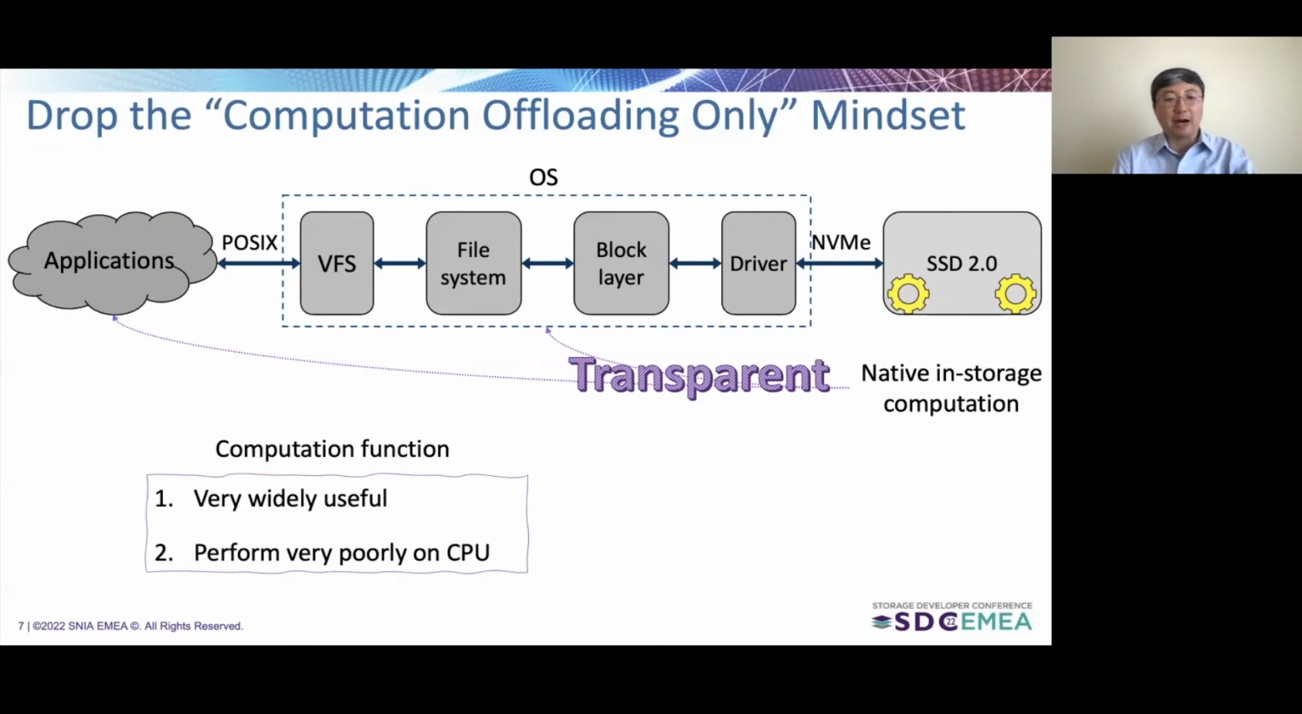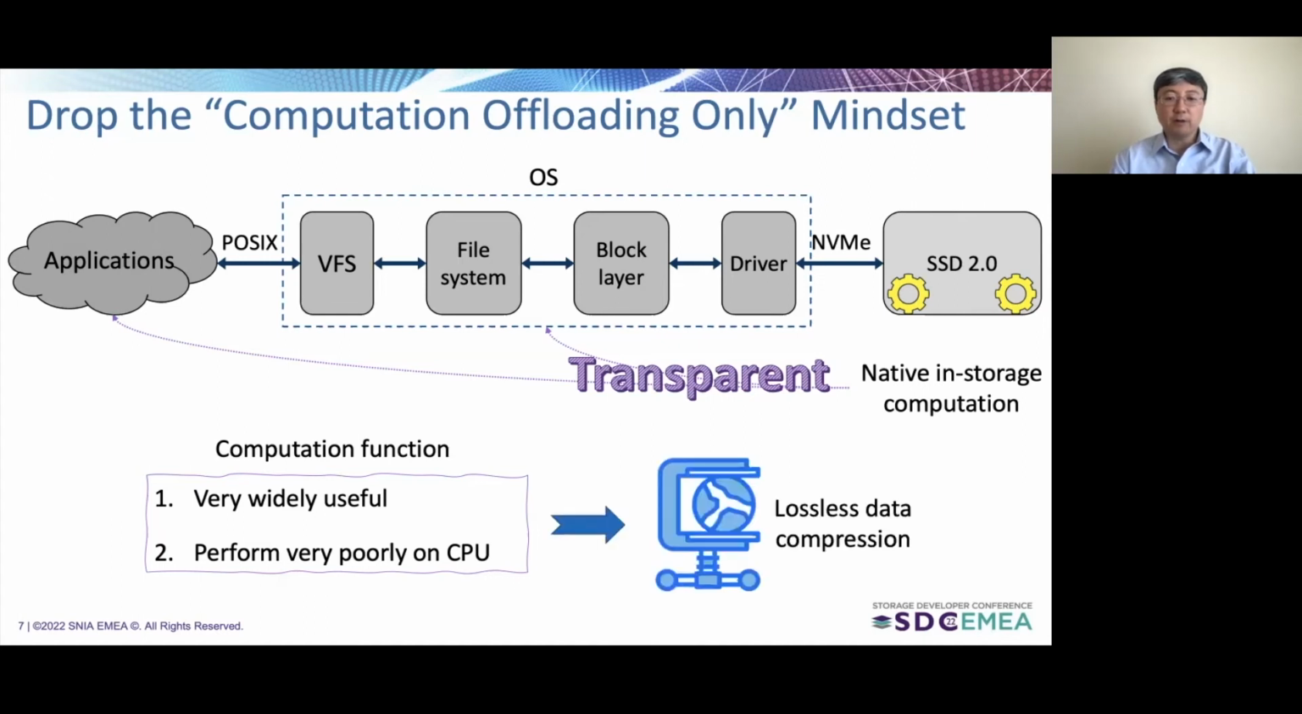One is wide applicability, and two, low efficiency of CPU-based implementation. Intuitively, general purpose lossless data compression is a very good candidate here. Besides its very wide applicability, lossless data compression is dominated by random data access that causes a very high CPU cache miss rate, leading to very low CPU hardware utilization efficiency.